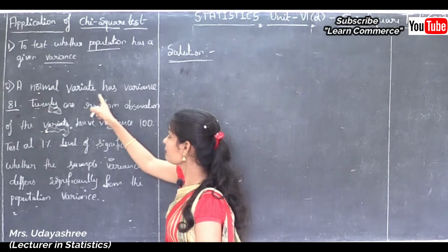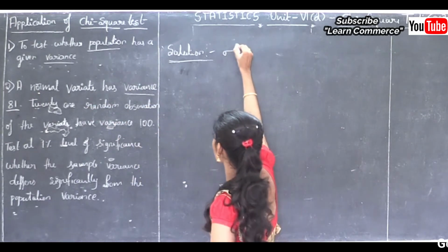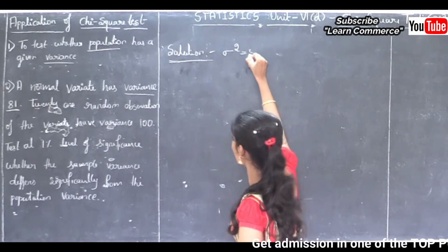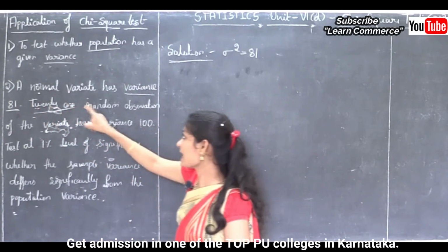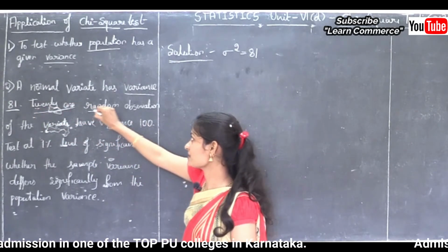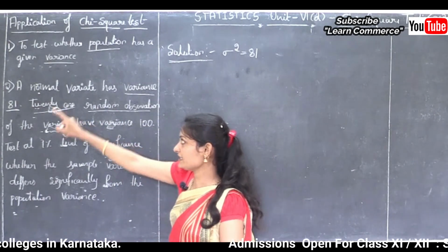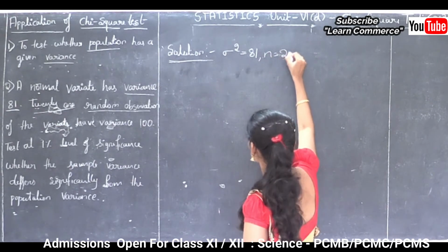A normal variate has variance 81, in the sense that this is the population variance. The population variance is denoted by sigma square, and the given observation is 81. Next, 21 random observations, which means the sample size is 21. So small n is 21.